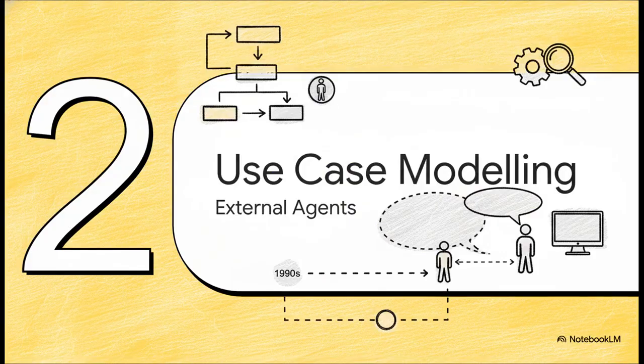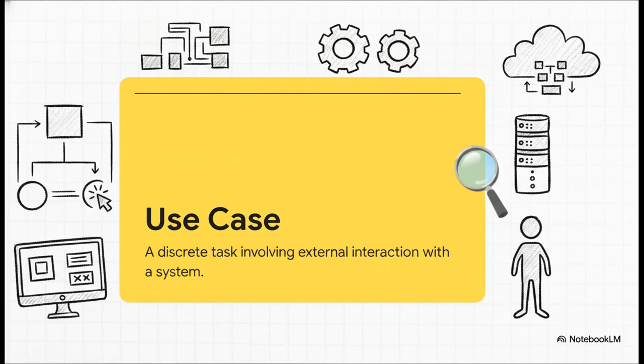Moving swiftly on to Part 2, use case modeling. Use case modeling is a brilliant tool. It was originally developed back in the 1990s, and we primarily use it to model interactions between a system and external agents. Now, whenever we encounter technical terms, it is absolutely crucial that we define them first.